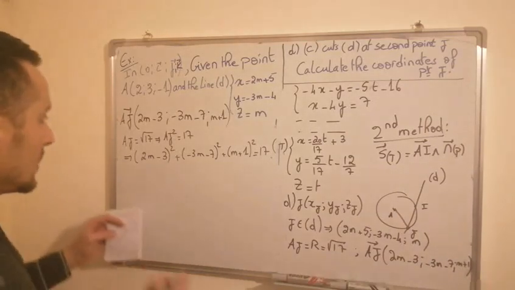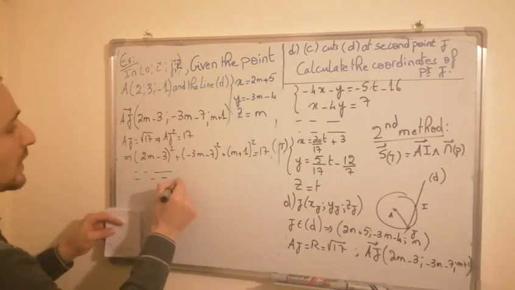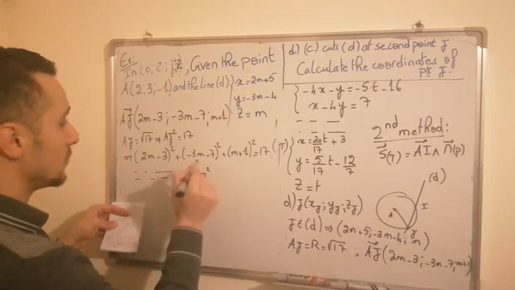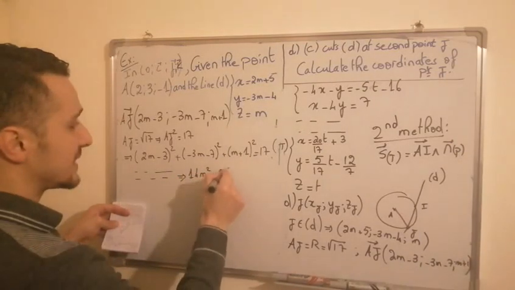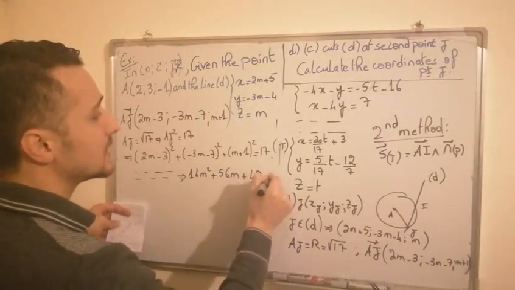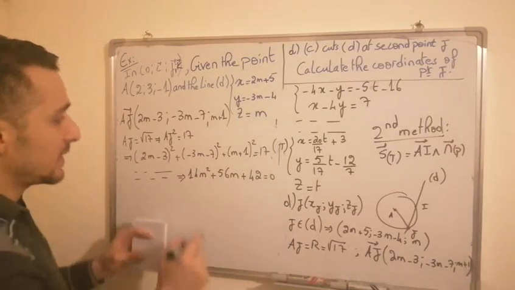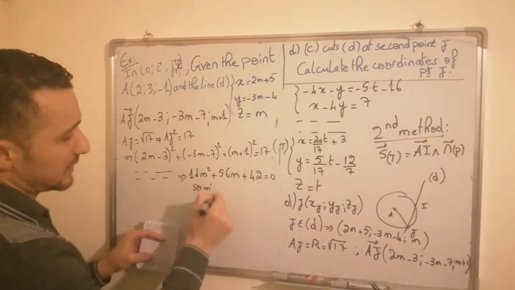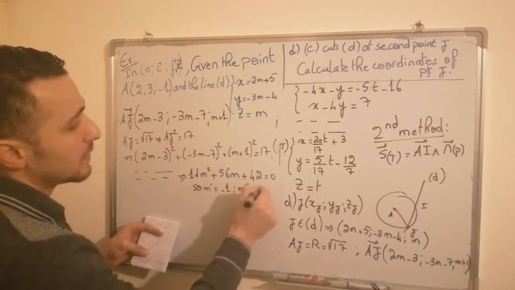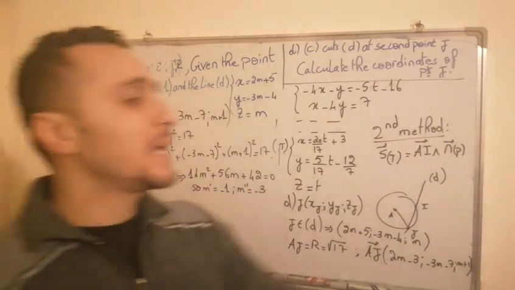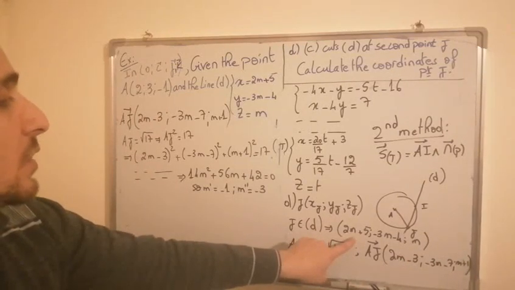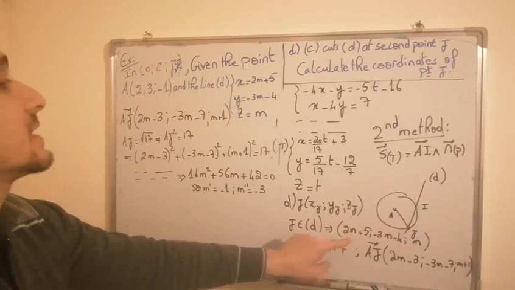Okay everyone? So by simple calculation we obtain the following quadratic equation: 14m squared plus 56m plus 42 equals 0. Be careful with the calculation please. Using your calculator, m prime equals minus 1 and m double prime equals minus 3. If we replace m by minus 1 in this point, we obtain the coordinates of point I.